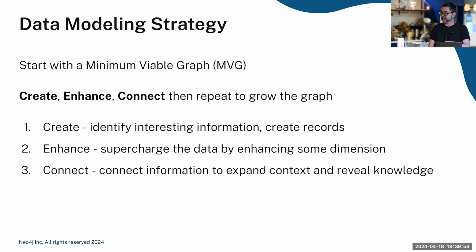With a graph, you don't take that approach. With a graph, I recommend saying, let me build the smallest thing possible that is useful, the minimum viable graph that I can ask some questions of. And then at the point where I run out of questions that I can ask, I elaborate on that. So start with a small graph, pick out interesting information, enhance that information, find out if there's some dimension that you can add an index for, and then connect it. That is the tiniest graph you can create.